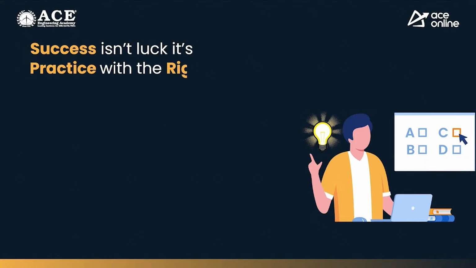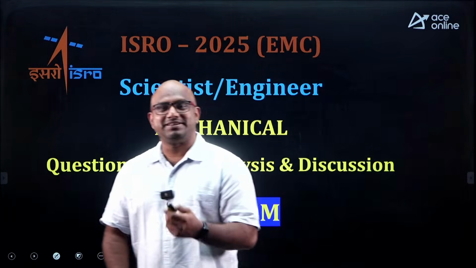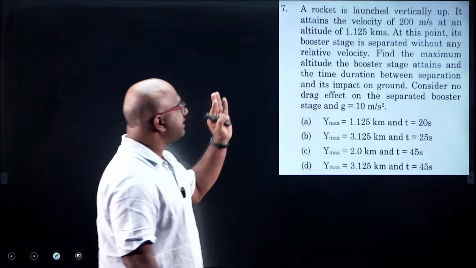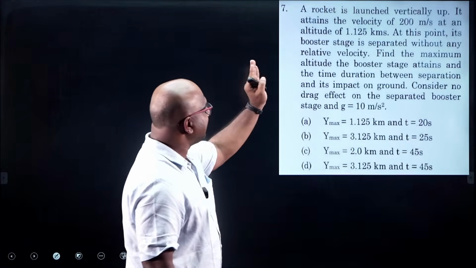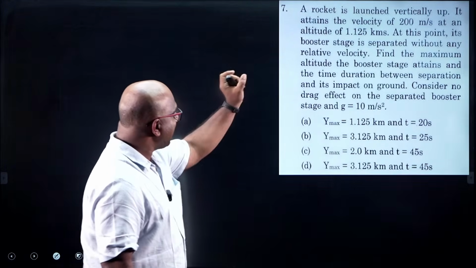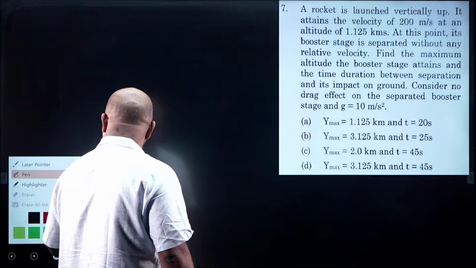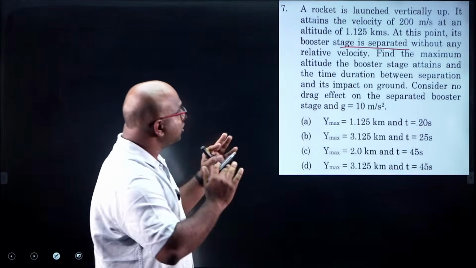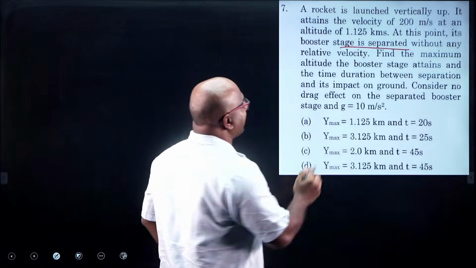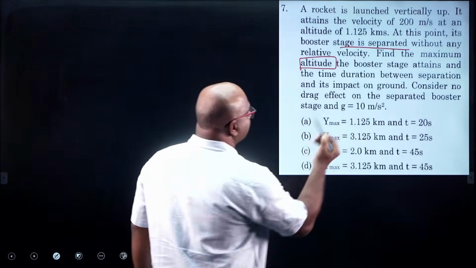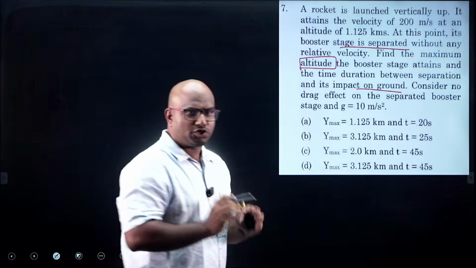Hello guys, let me start with EM and strength of material. A rocket is launched vertically up. It attains a velocity of 200 meters per second at an altitude of 1.125 kilometers. At this point its booster stage is separated without any relative velocity. Then what is the maximum altitude? And he's also asking what is the time taken to hit the ground. These are two questions, guys.